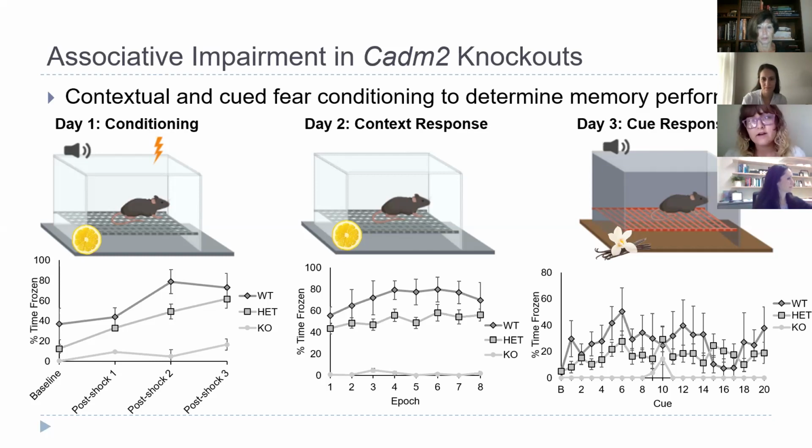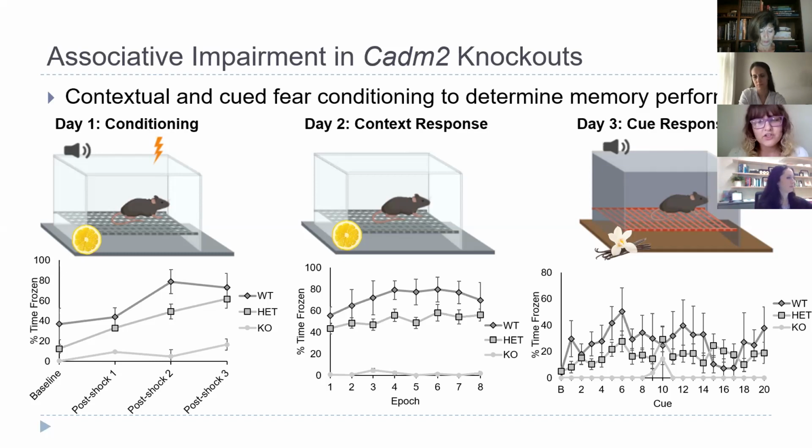And then finally, on the third day, we look at the response of these animals to just the cue. So these animals are placed into a totally novel environment where they haven't been shocked before, so they shouldn't be expecting to be shocked. However, we reintroduce that cue to them that was presented on the first day, expecting that the animal will have remembered it and will show freezing behavior in response. And again, we see this with the wild type and heterozygous, but not the knockout animals.